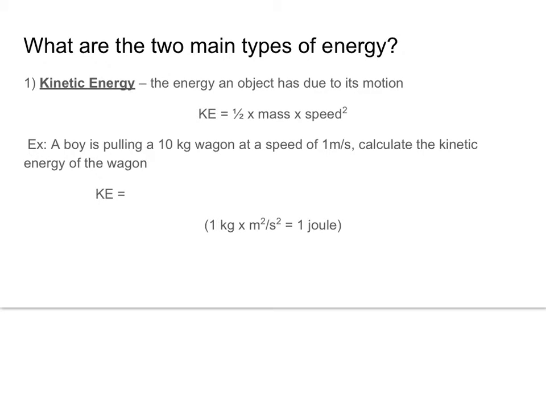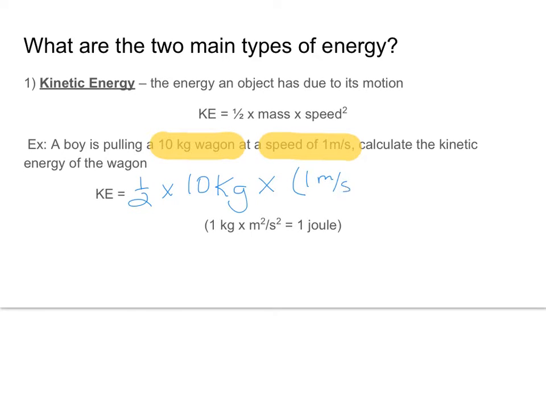A boy is pulling a 10-kilogram wagon at a speed of 1 meter per second. Calculate the kinetic energy of the wagon. Well, first we have to look and see what are our mass and our speed. So here we have a 10-kilogram wagon and the speed is 1 meter per second. We need to set up our equation. 1/2 times mass, which is 10 kilograms, times the speed squared. I'm going to put the speed in parentheses because I'm squaring the whole entire speed, not just the unit.